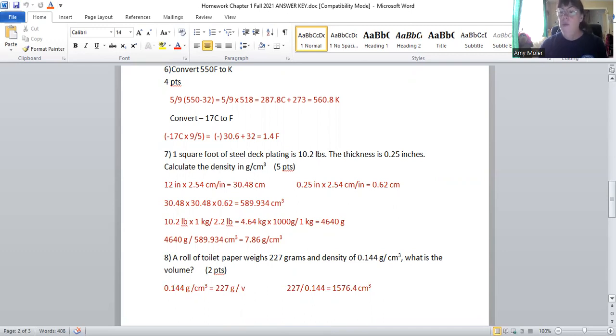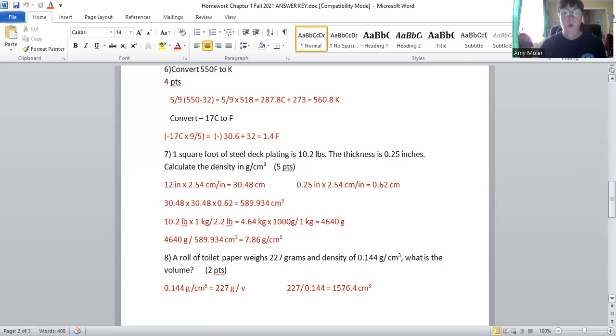So length times width times thickness will give me 589.934. You were told that this weighs 10.2 pounds. Convert it over to kilograms, so divide by 2.2. That will give you 4.64 kilograms. I need grams, so multiply by 1,000. That will give you 4,640. And the final step is total grams divided by total volume.